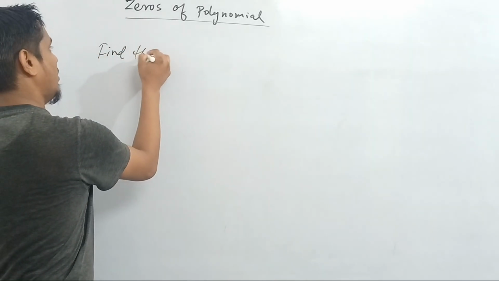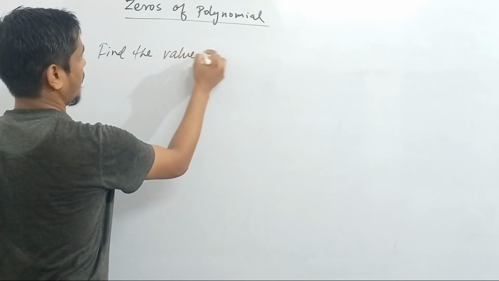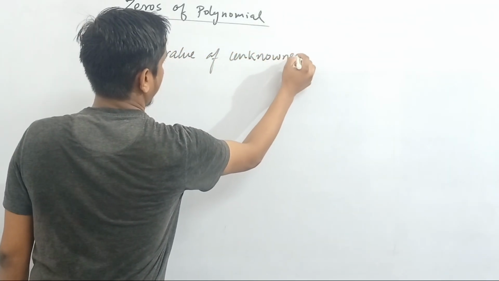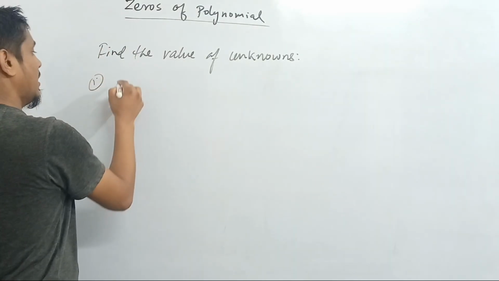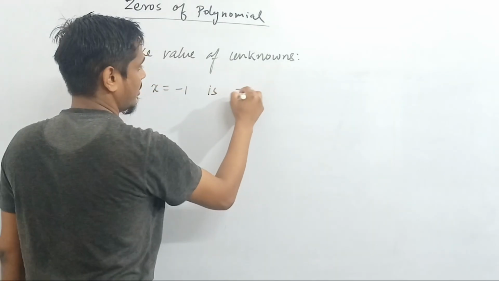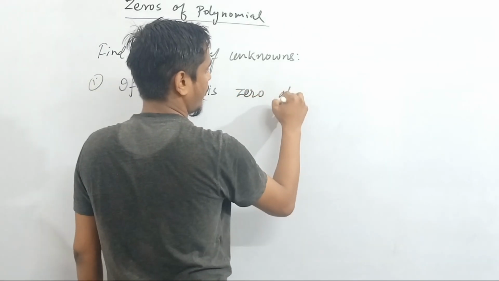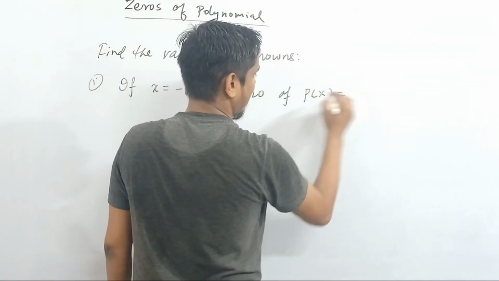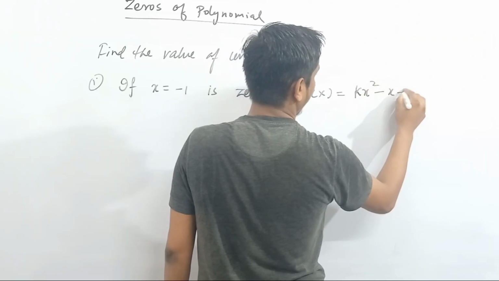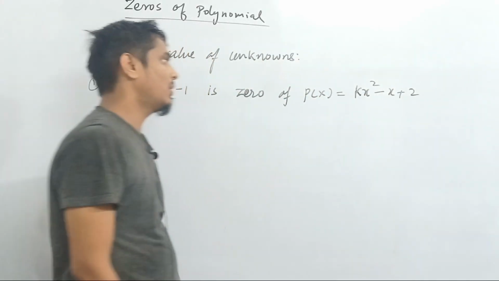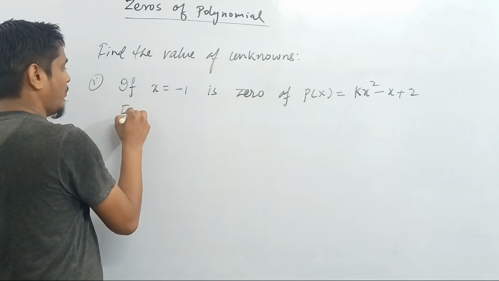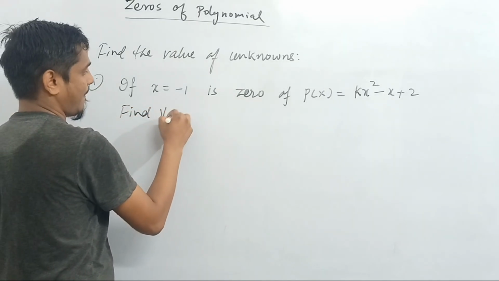Find the value of unknowns. First example: if x is equal to negative 1 is a zero of p(x) equal to kx square minus x plus 2, then find the value of k.